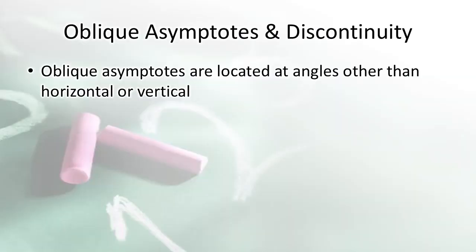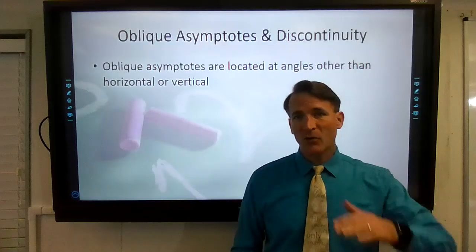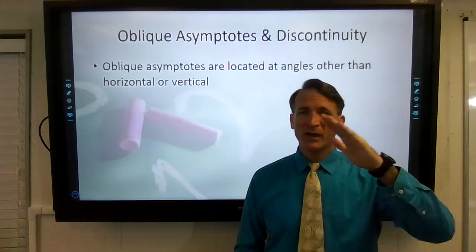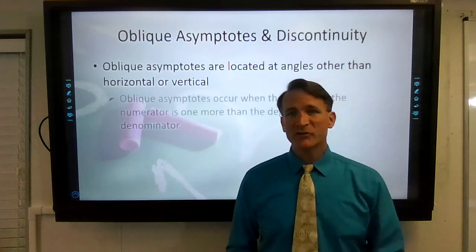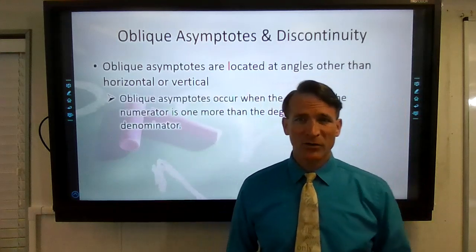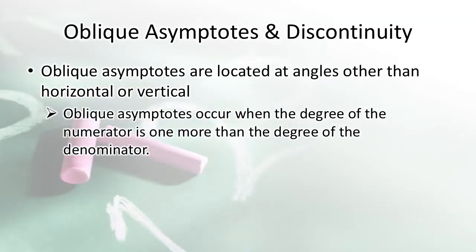Oblique asymptotes are located at angles other than a horizontal or a vertical. So these would be angles where we have a line that is slanted. It's not horizontal, it's not vertical, it's at some sort of angle. That is what we call an oblique asymptote. Oblique asymptotes occur when the degree of the numerator is just one more than the degree of the denominator.